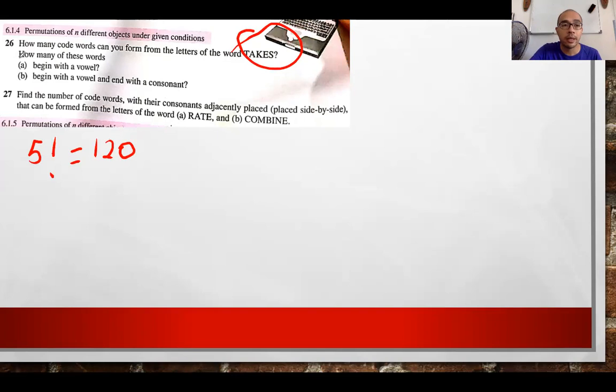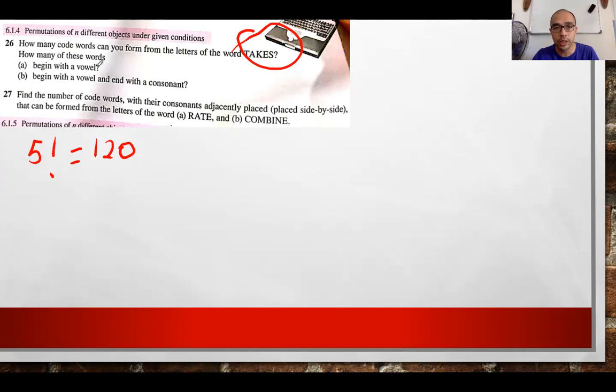Okay. Next question. How many of these words begin with a vowel? This is where it gets complicated. So now they're putting a condition. Mereka meletakkan satu syarat sudah di sana. Dia cakap, out of the 5-letter words, satu code word yang 5 huruf, the first one must be a vowel. And then the rest I don't care lah. Tapi dia mesti, the first one is a vowel.